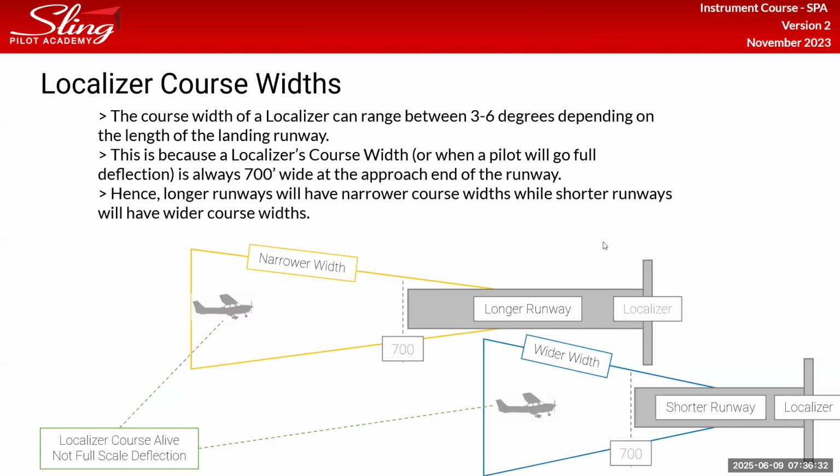Good? Got it. So therefore, it's gonna be a little more gradual of a cone on a longer runway, because it can't just go wide right away. It has to keep it sort of proportional. And that's why the approach end's always 700 feet, so they'll just adjust that. Okay, that makes sense. Does that make sense? Yes.